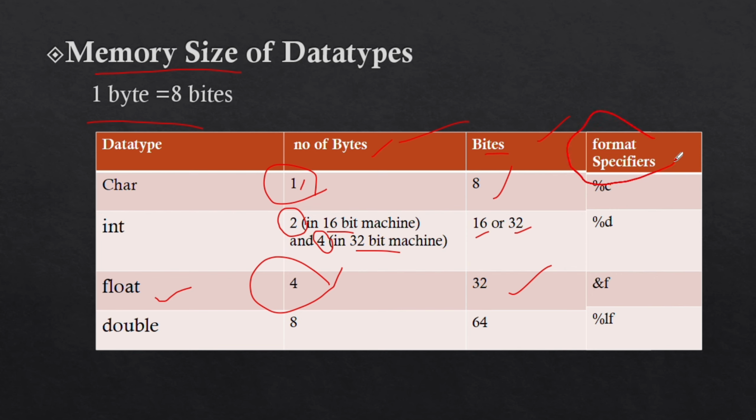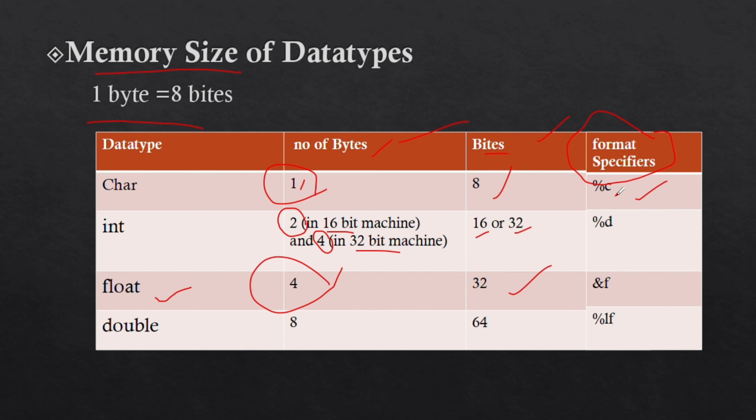Next, what are these format specifiers? In programs, while we are writing code, we will always not give the input directly. We will ask for the input from the user while the code is running. So this format specifiers helps us to take input from the user.